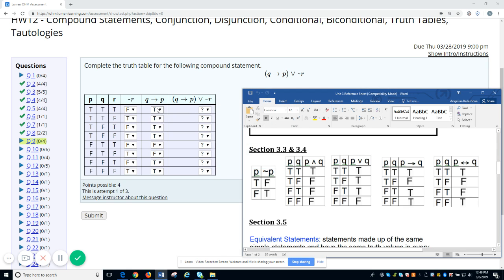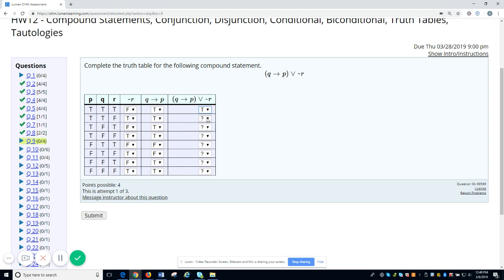Okay, so again, this input with this input joined with the OR connective. If there is a true, the result is true. Both falses make a false. I see a true. I see a true. And a true.